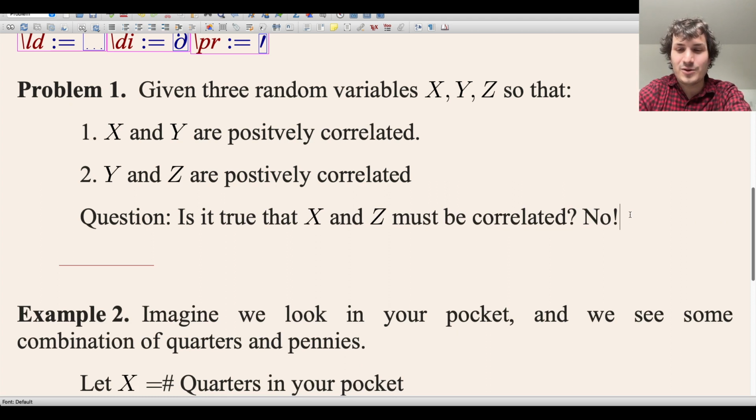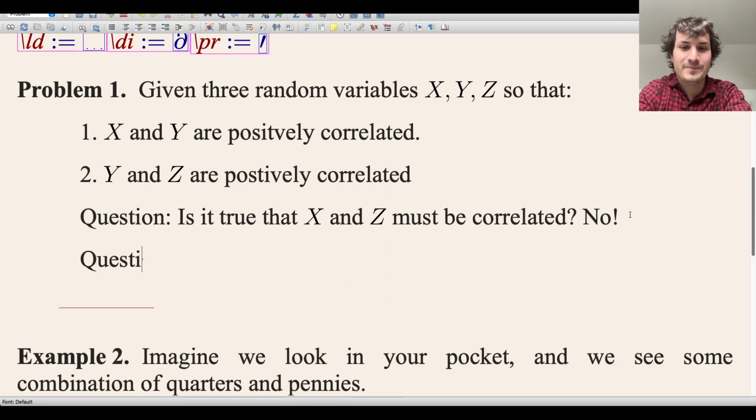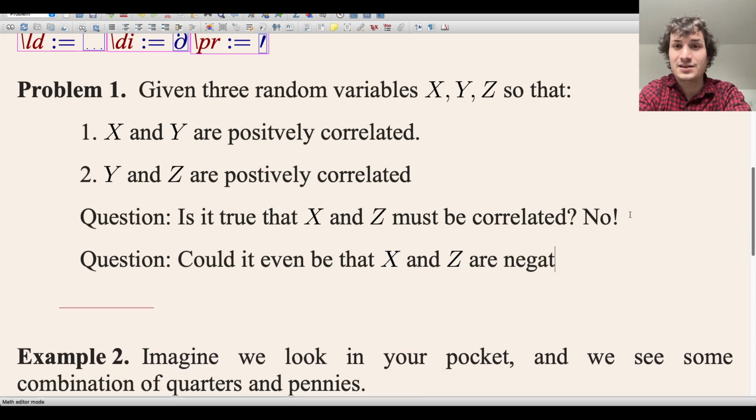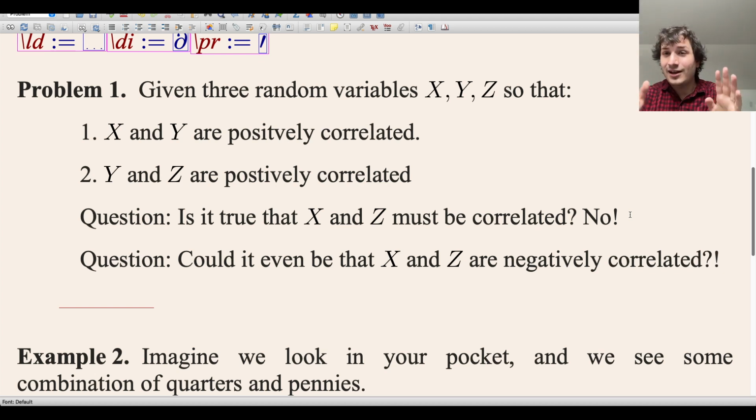No. Follow-up question, could it even be that X and Z are negatively correlated? So we saw that it could be positive, it could be 0. Could it even be negative? Is there a way that X and Y can be positively correlated, Y and Z can still be positively correlated, so all positive correlations going on, but somehow X and Z are negatively correlated?